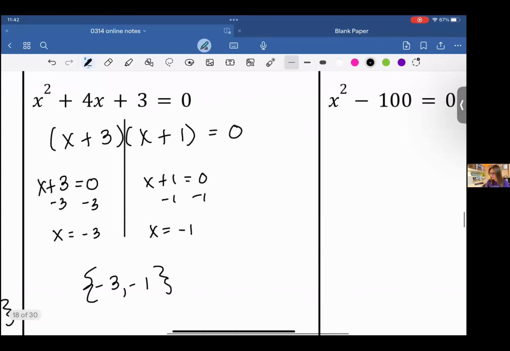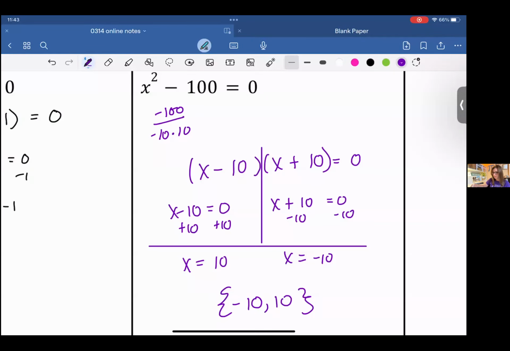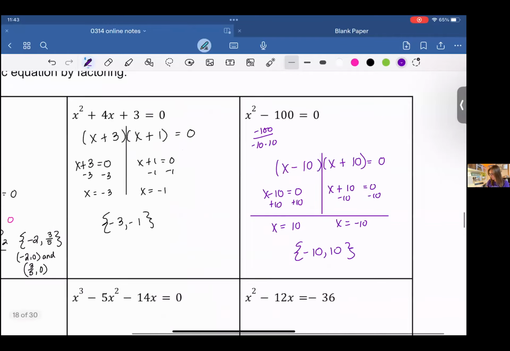Okay, the next one, pause it, try it, come back. This is a difference of two squares. So we're looking for factors of negative 100 that add to 0. That's going to be negative 10 and positive 10. Set those up as factors, x minus 10, x plus 10, set them equal to 0. Solve this. These are simple solving problems. Plus 10, minus 10, you get positive 10, negative 10. And those are your solutions. So that's it. Pretty easy, right?